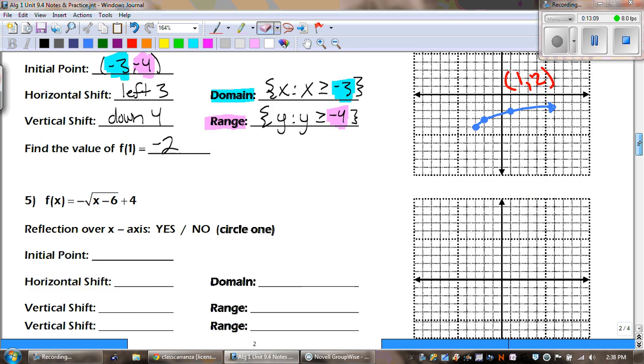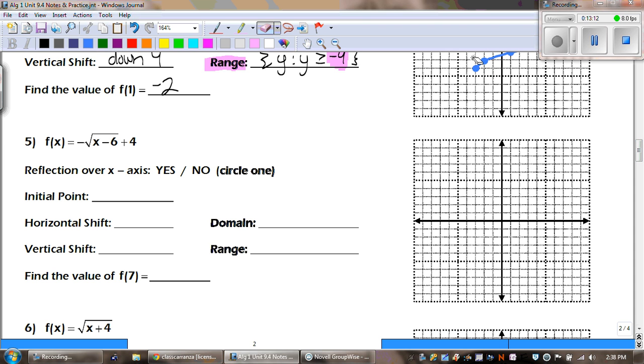Let's move on to number 5. We'll go through and do these together. Is there a reflection? Yeah, of course there is. That's what that negative symbol out front means. Our initial point is going to be 6, 4, which tells me that we are going to go right 6, up 4. So let's graph that.